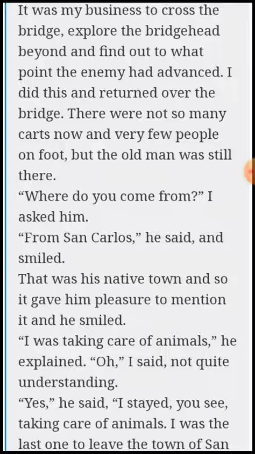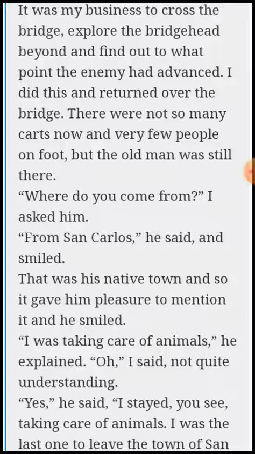So there were not so many carts now, and very few people on foot, but the old man was still there. Now, what is given? That there were not so many carts, not so many people, only very few people were there on foot, but the old man was still there.